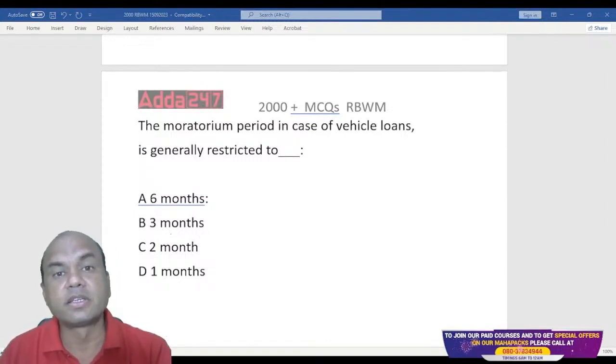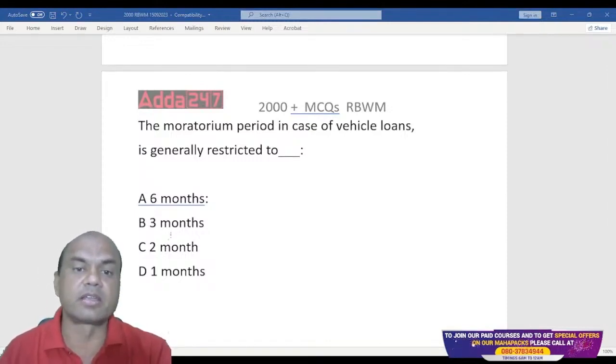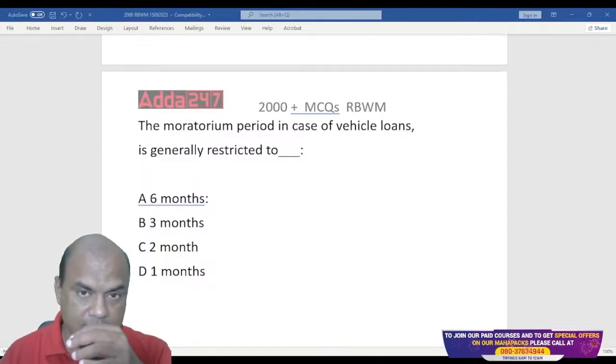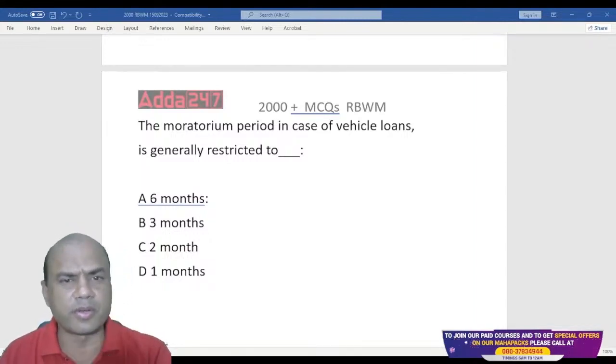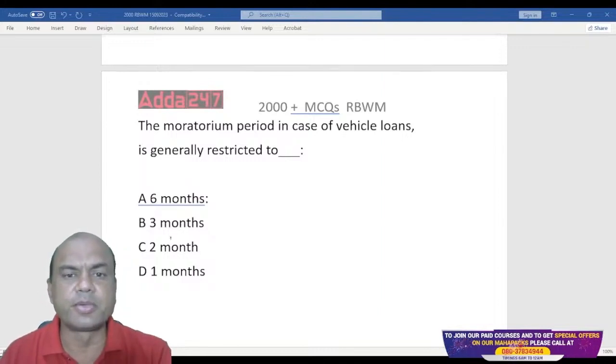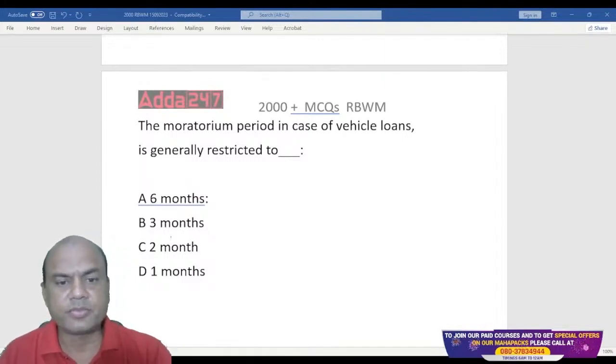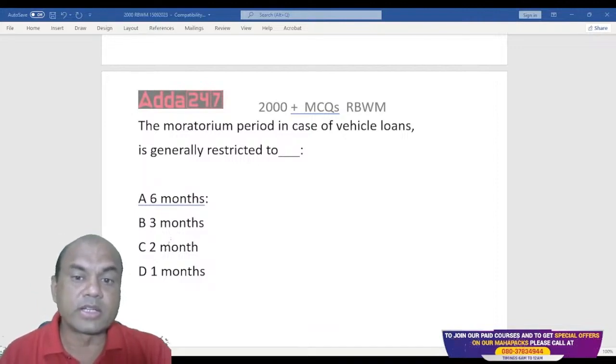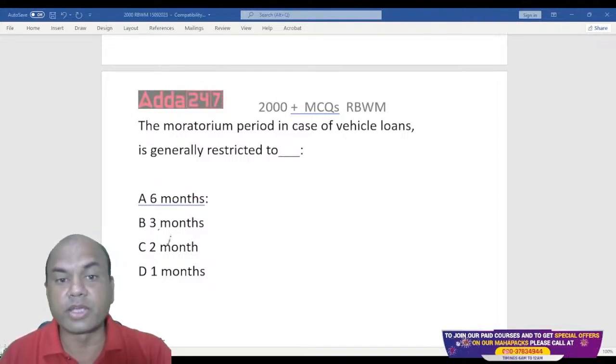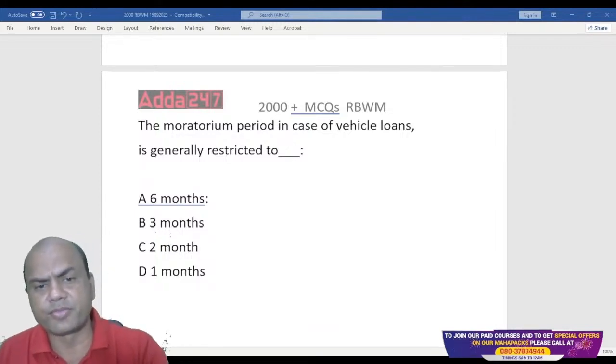Yeah, it is 18 months, correct. 18 months for new construction. In old houses, no moratorium. Directly disburse the full amount. Okay, that's it. So, what is it in case of vehicle loans now? 6 months, 3 months, 2 months, or 1 month. So what is it?